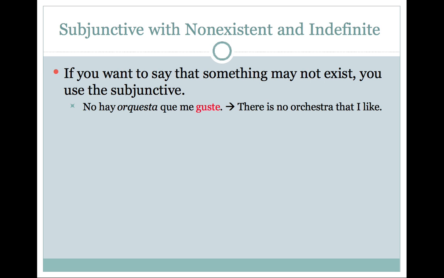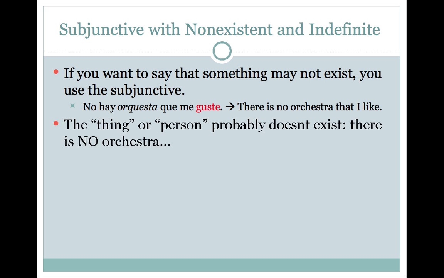Like, no hay orquesta que me guste. There's no orchestra that I like. So it means that there might be an orchestra out there, but as of right now, I'm not sure if there is one. So there may not be one that you like at all. Does that make sense? Or it may not exist, so it makes it wishy-washy. We use the subjunctive with it.